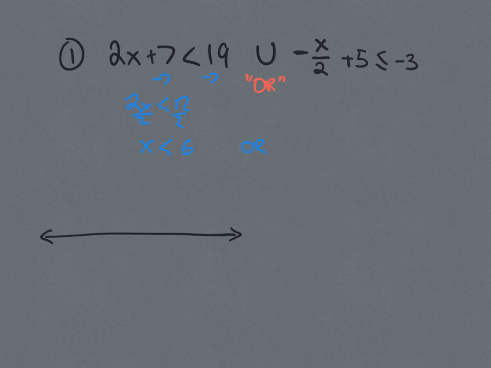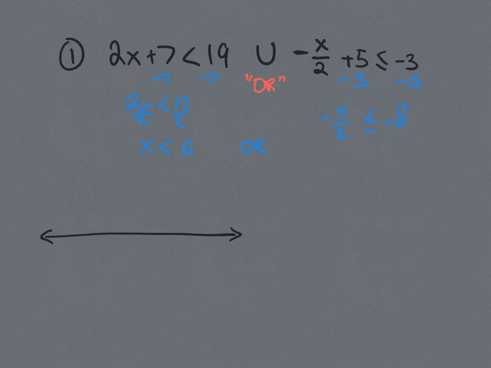Or, and now I go on this side, my first move, make sure you're noticing this, the first move is to subtract 5 because the fraction is only under x. Okay, if the fraction was the whole thing, then we would have to multiply first, but the fraction is only under x. So I'm going to subtract 5 first. I get negative x over 2 is less than or equal to negative 8.